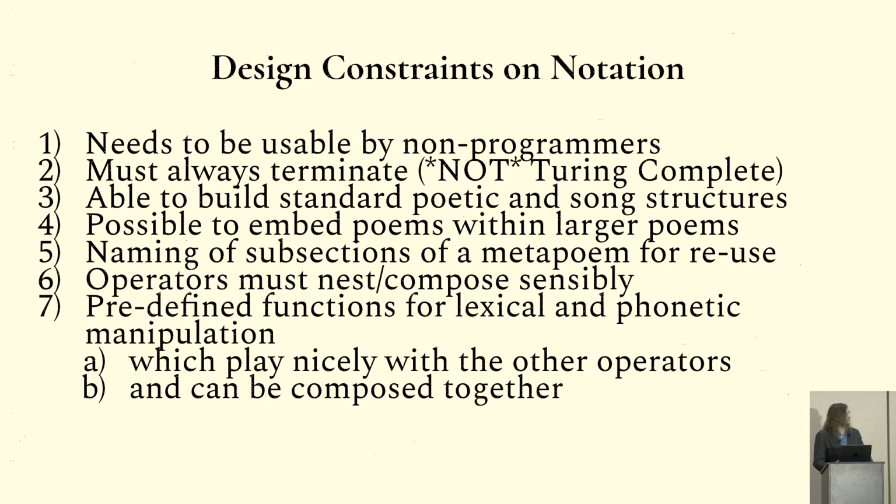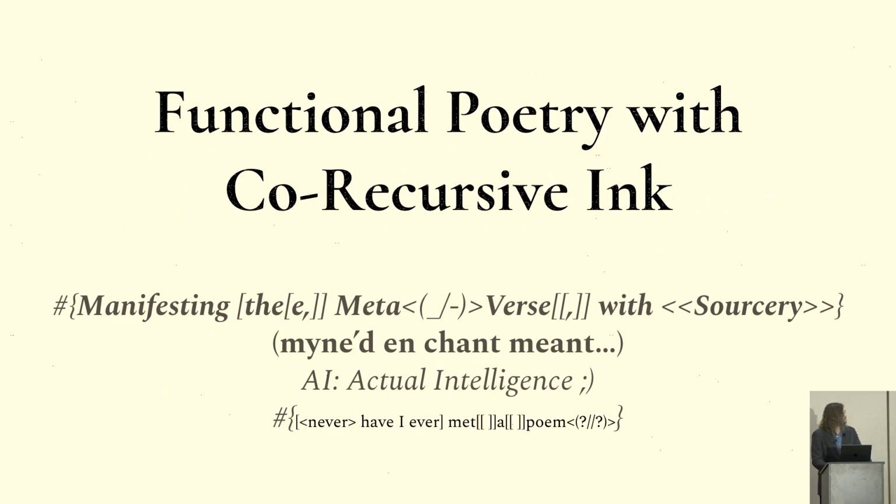It needs to be able to build standard poetic and song structures. It should be possible to embed poems within larger poems. There should be naming of subsections of a meta poem so that you can do internal reuse. The operators must nest and compose sensibly. There should be some predefined functions for lexical and phonetic manipulation, and those should also play nicely with the other operators and be composable. So, again, looking at this meta poem at the bottom, let's take a look at how this actually gets unwound into the actual poem.